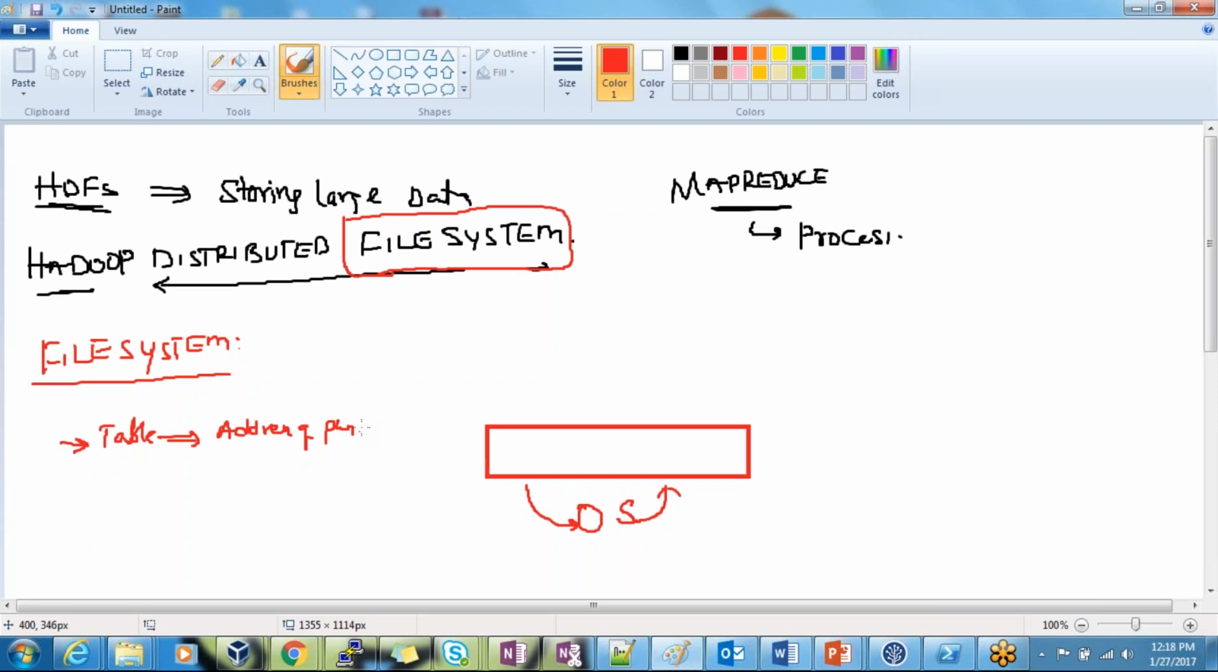So that will be the reference of the actual storage. It will be managed by whom? Your file system. Who is using that file system? Your operating system, right?